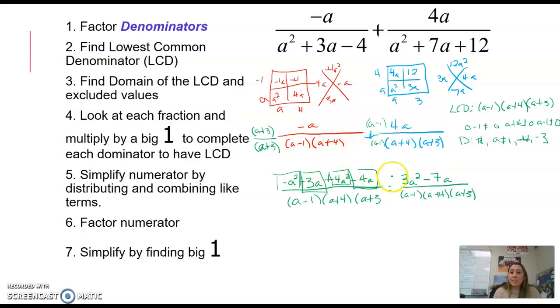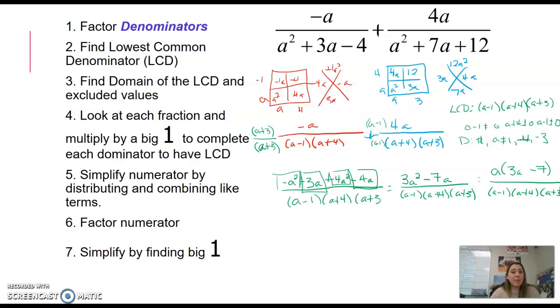Okay, and then I can factor that. Yep, I can factor out an a. So I would get a times 3a minus 7 all over a minus 1, because it says to factor the numerator. After I've simplified the numerator, and I need to factor it, a plus 4, a plus 3. Once you get to your lowest common denominator, you don't have to worry about it. It stays the same throughout. There is nothing that factors any further, so this is my final answer.